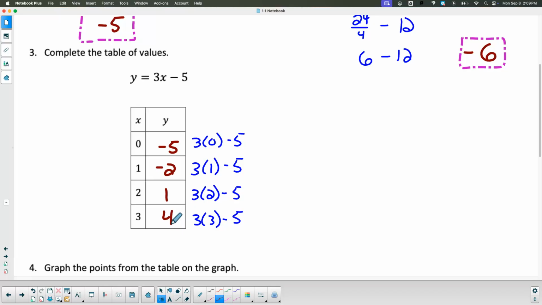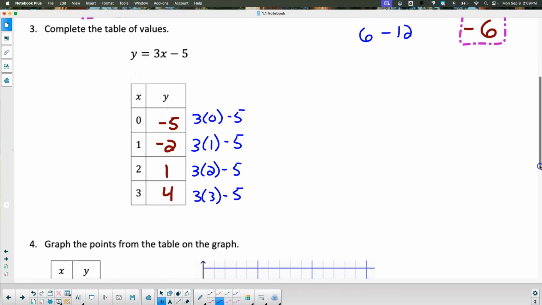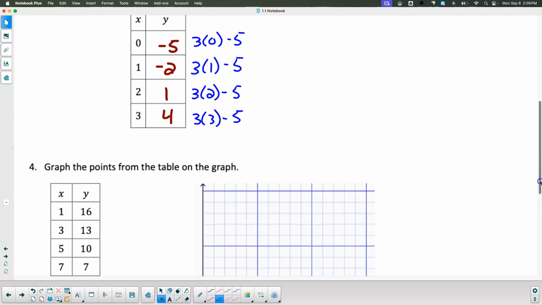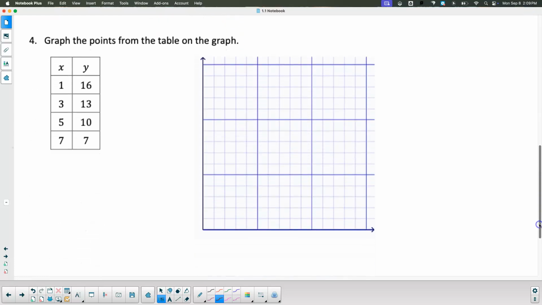Okay. Now, in my last class, and I'm sure you guys didn't do this because you seemed like you were actually paying attention to what the directions were, they did this one a little bit goofy. It said graph the points from the table onto the graph. Well, we have to know that x is our horizontal and y is our vertical. And then these all graph out into different points.